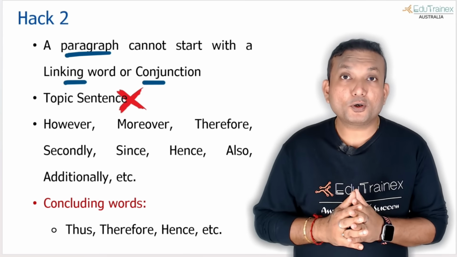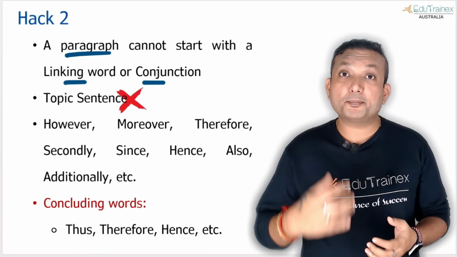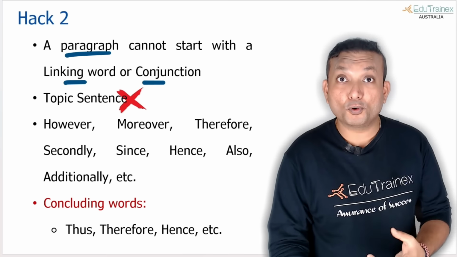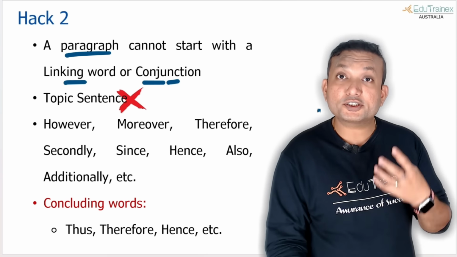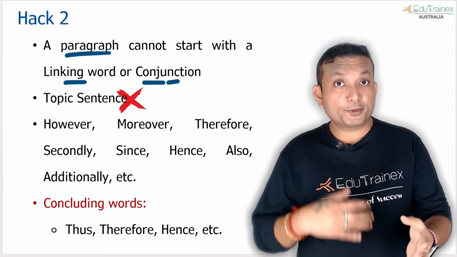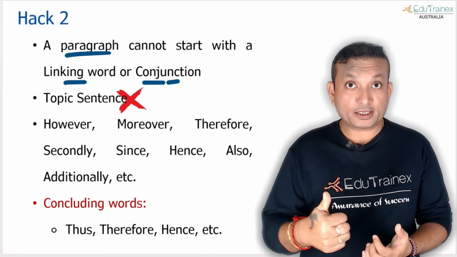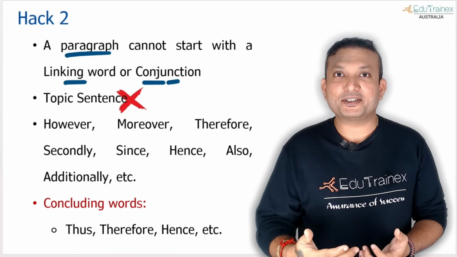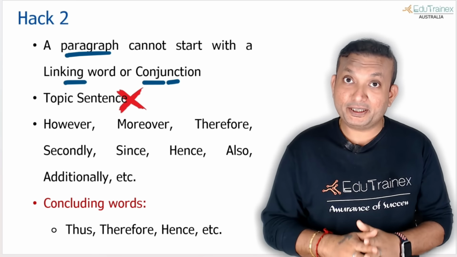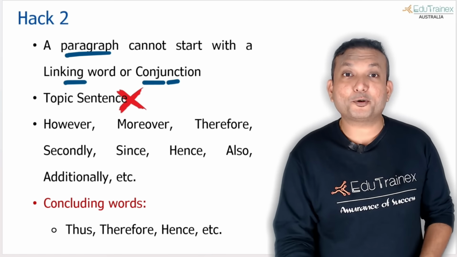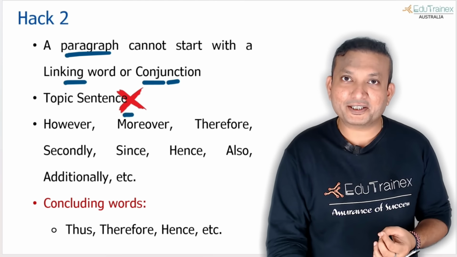So you will not start any paragraph with whereas, or with however, moreover, firstly, secondly. There could be some conjunction exceptions, such as although, because sometimes we start a complex sentence with although. So that's where we talk about exceptions, but 99% of the time, this will not be the starting sentence. This will not be the topic sentence, and that's why you see there is a big cross mark in front of the topic sentence.